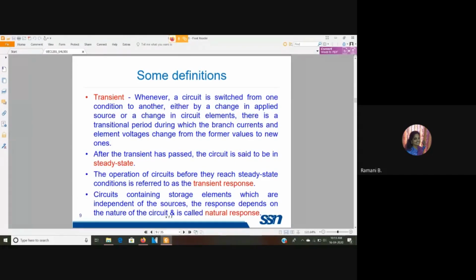However, we need to see this transient response in many cases, and for that purpose we study this. The operation of circuits before they reach the steady state conditions is referred to as the transient response. We also come across the terms natural response and forced response. Natural response means the response of a circuit containing storage elements, independent of the sources. That is, you do not have any external sources in the circuit, only storage elements and resistors. The response depends on the nature of the circuit. Depending on whether you have an inductor or capacitor or both, you will have a response in the circuit, which we call the natural response.